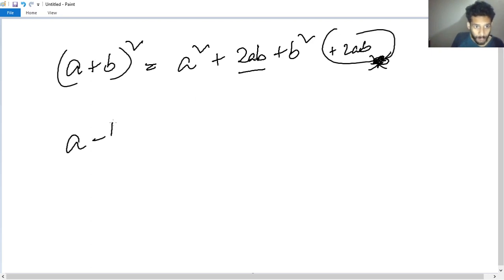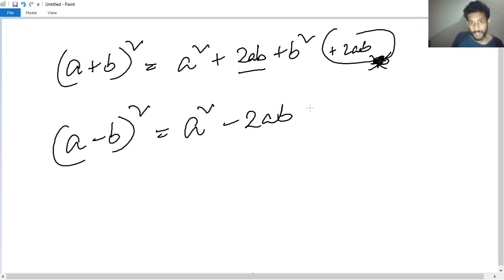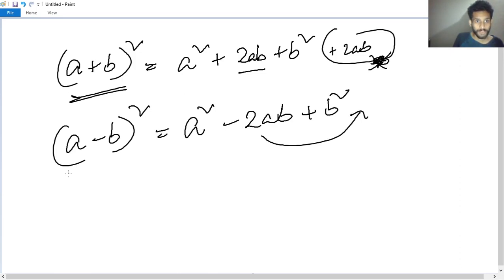The next one is a minus b whole square, which is a square minus twice ab plus b square. You can write the twice ab here also, it is not a problem. So these are basically two formulas. These are the square formulas.